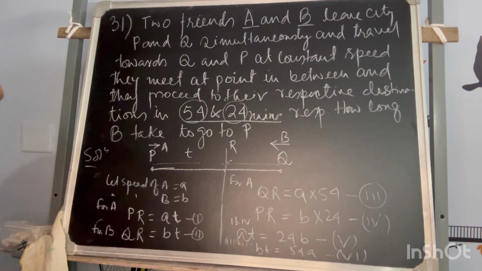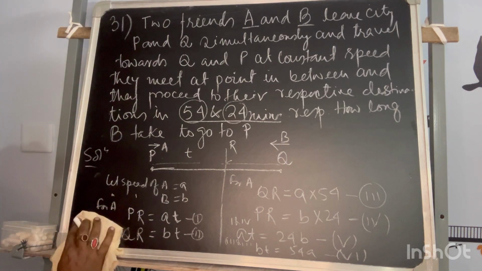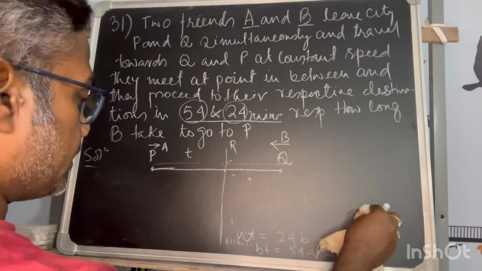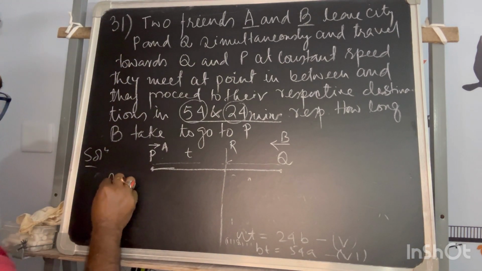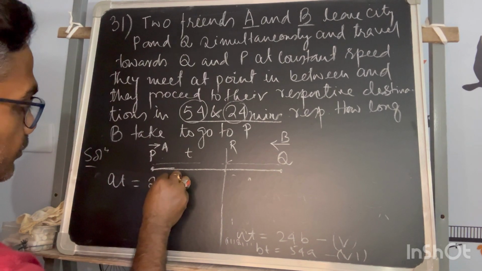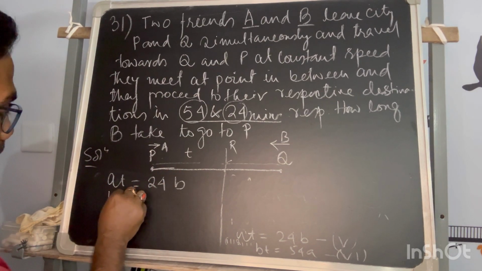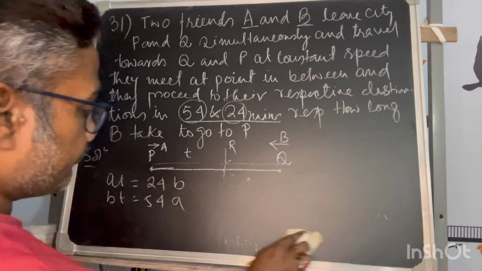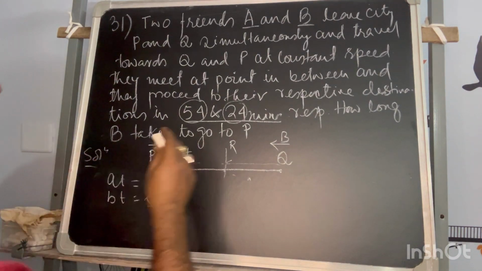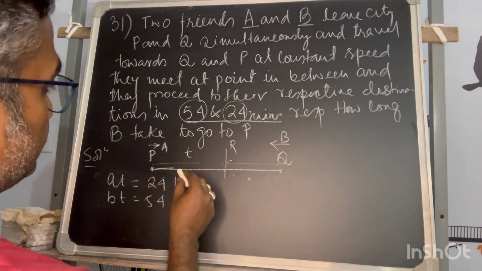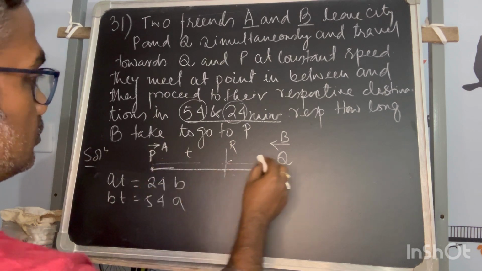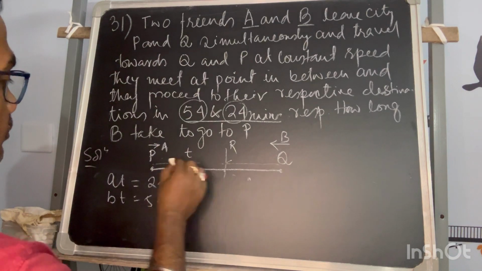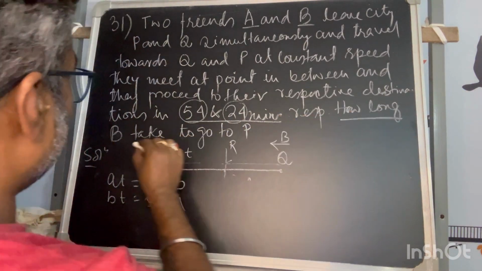Understood? Fine. Now the equation that I arrived at, I will write it freshly here: 24B, and BT is equal to 54A. Okay, I will rub everything here now. Now your task is to find how long B will take. B is moving, so I have to calculate the time for B to reach from Q to A. That is the time, how long B will take.